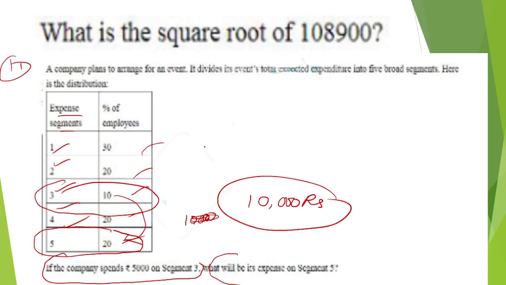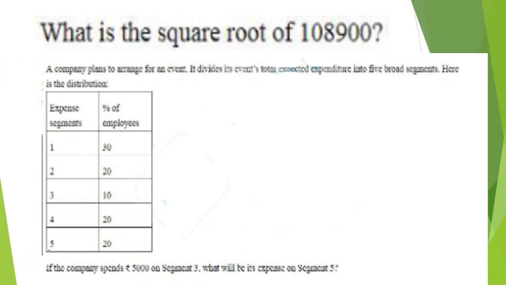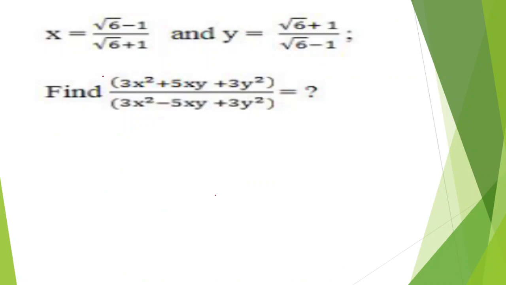Okay, so let's move to the last question of today's class. It is the 12th question: if x is equal to root 6 minus 1 by root 6 plus 1 and y is equal to root 6 plus 1 by root 6 minus 1, then find the value of this.